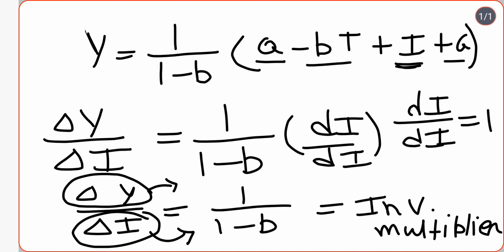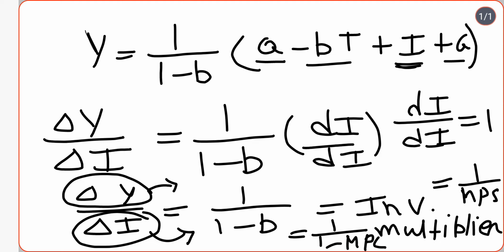It can be written as 1 by 1 minus b. 1 by 1 minus b can be written as 1 by 1 minus mpc, because b is equal to mpc. Similarly, it can be written as 1 by mps, as we know. Just watch the previous video, then 1 by 1 minus mpc and 1 by mps will be clear to you.